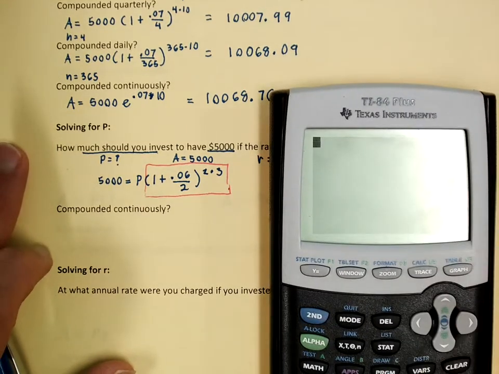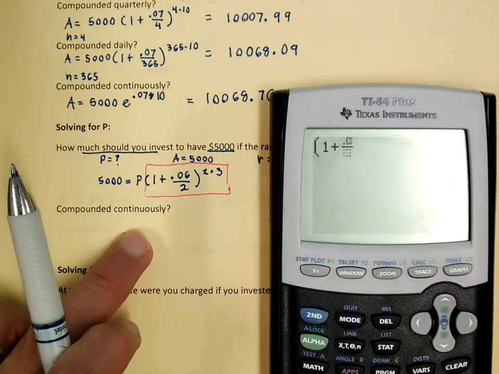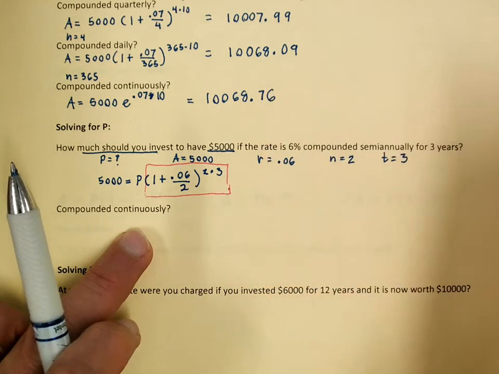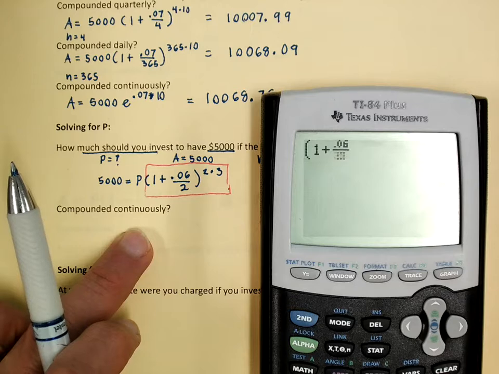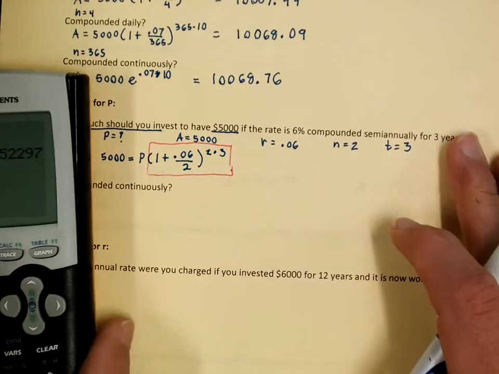So we have 5,000. Excuse me, not that. We have 1 plus alpha will equal 0.06. Let's make sure it is semi-annually. It is 2 to the power of 2 times 3, which is 6. Okay, so we have that number. So just copy that number down.